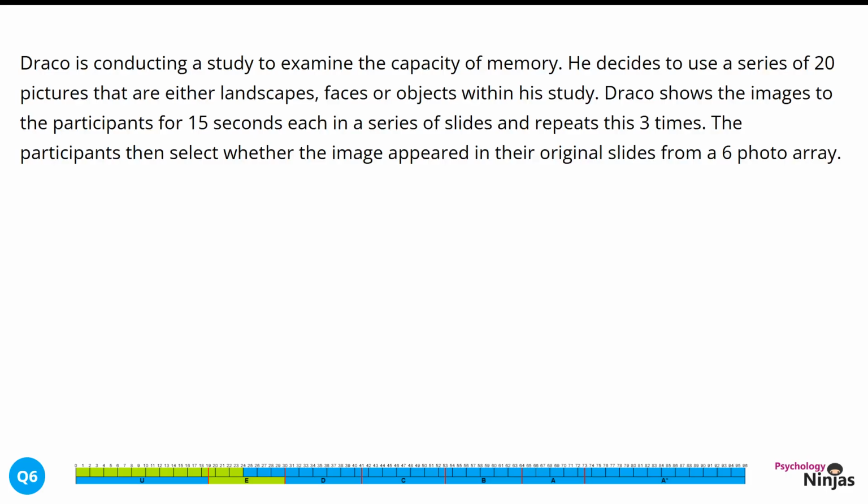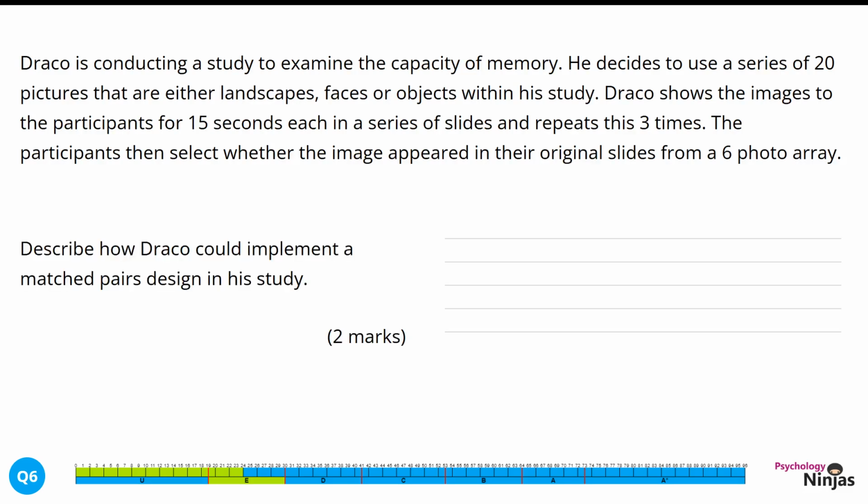Draco is conducting a study to examine the capacity of memory. He decides to use a series of 20 pictures that are either landscapes, faces, or objects within his study. Draco shows the images to the participants for 15 seconds each in a series of slides and repeats this 3 times. The participants then select whether the image appeared in the original slides from a 6-photo array. Describe how Draco could implement a matched pairs design in his study.